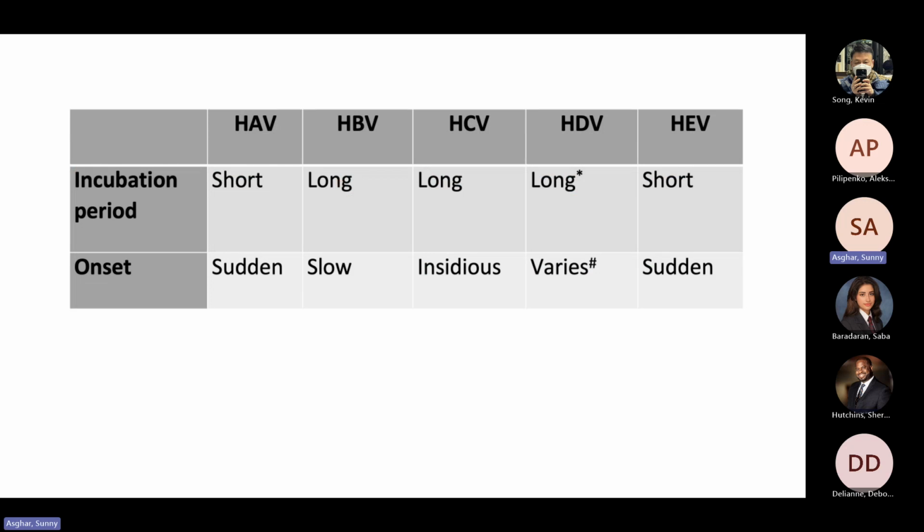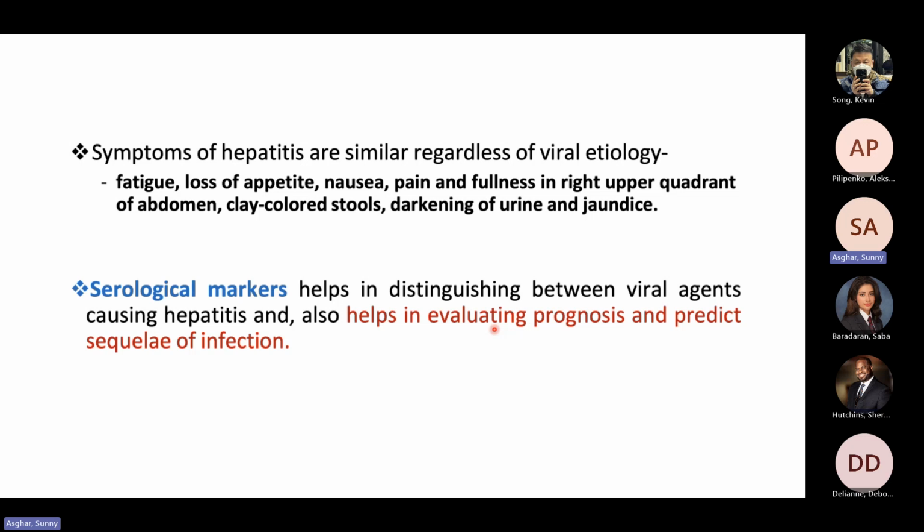And next, this is talking about our different types of hepatitis: A, B, C, D, and E. This shows our short and long incubation periods versus onset. Then moving on, this is something that we should know basically.